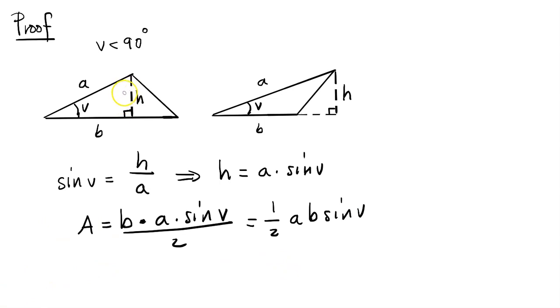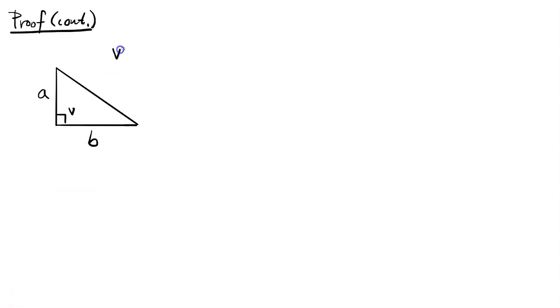Then we just have to consider the case when the angle is 90 degrees or larger than 90 degrees. If V is 90 degrees here, then of course it's very simple to calculate the area. Just take the base times the height and divide by 2. But if you remember now that sine of 90 degrees, what is that?